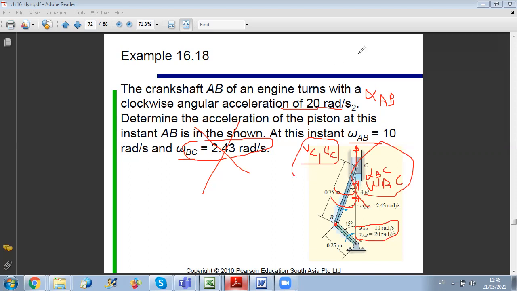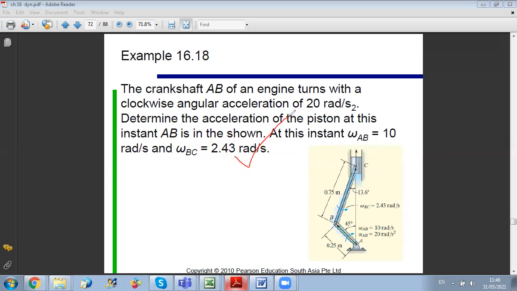Now, concerning this problem, they gave you omega BC to reduce the steps of solution. And if they give you omega BC, then no need to do the vectorial relation for velocity, because the purpose of writing the velocity vectorial relation is to get omega BC. But since omega BC here is given, they gave us the value of omega BC, so we need only to get the acceleration, okay? We need only to relate acceleration of C to acceleration of point B.